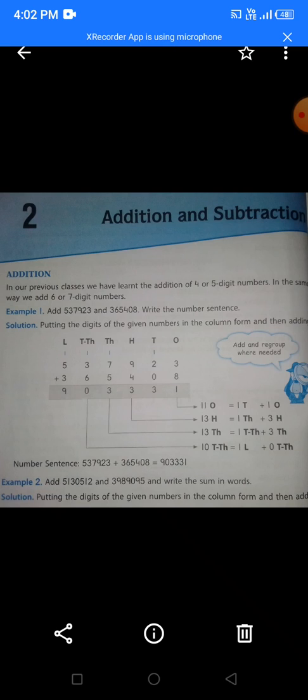Today we will start a new chapter, that is addition and subtraction. In addition you just have to add, and in subtraction you will just minus it, okay? Now first we will learn about addition. Now children, I'll read what is written here.